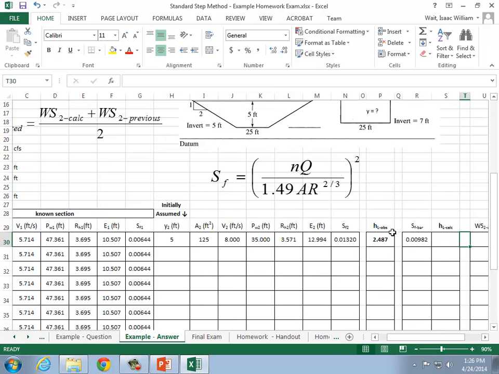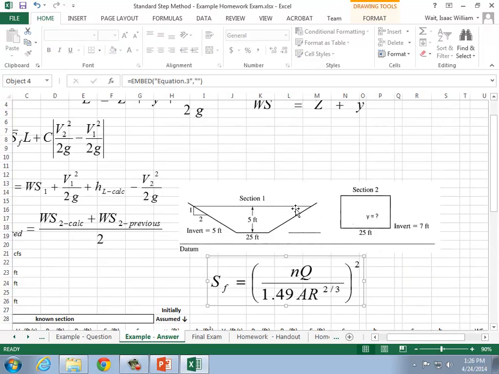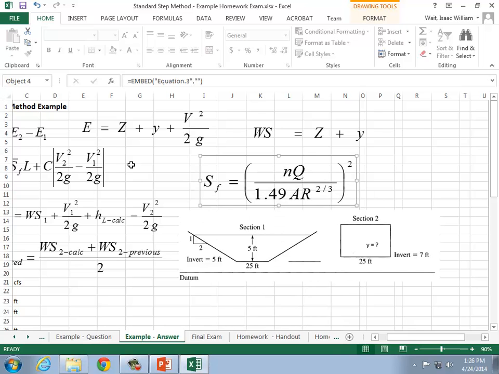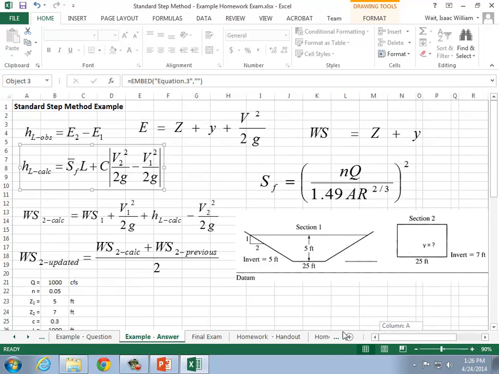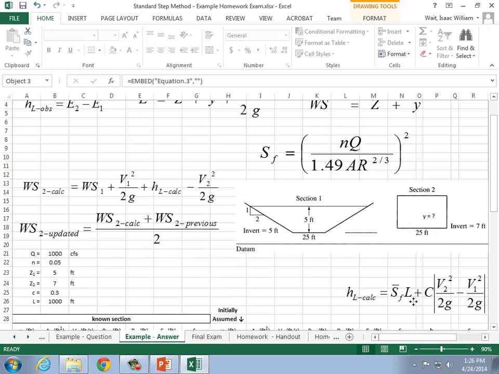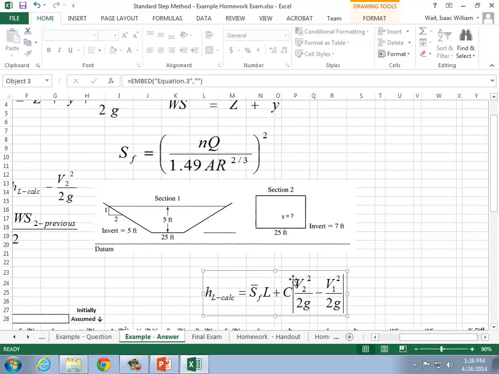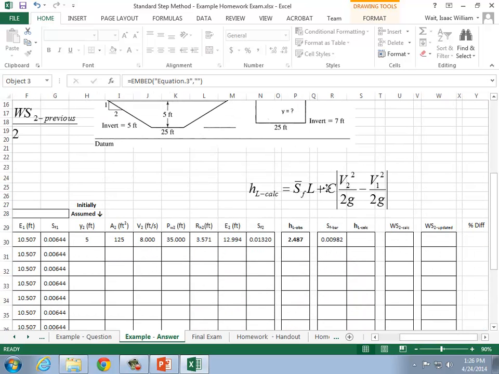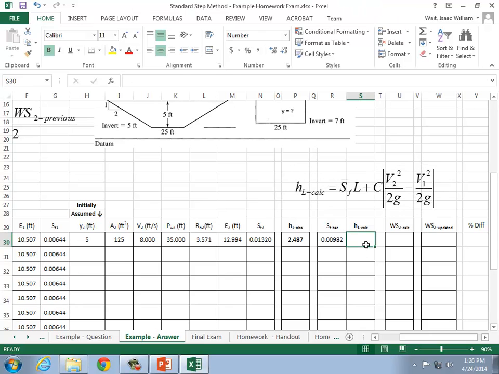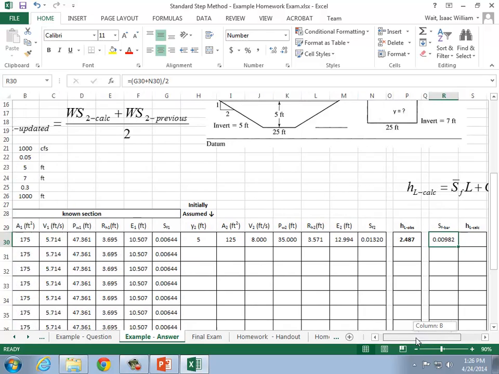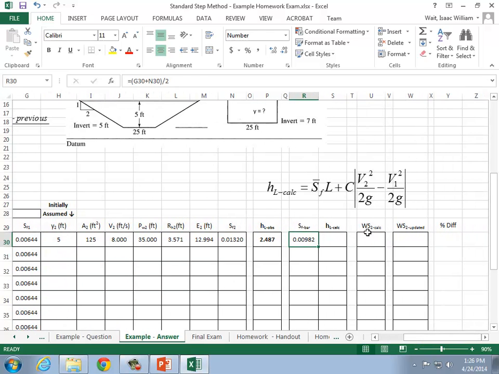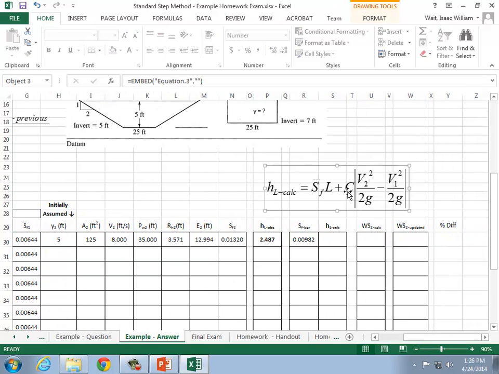Now for the calculated head loss, we're going to use this formula. Okay, so we're going to use the average energy grade line slope, which is the slope at the midpoint between 1 and 2, and multiply it by the length between them, and then also combine the C value times the difference in velocity heads.